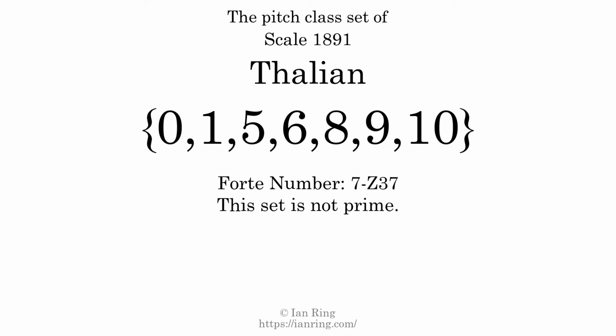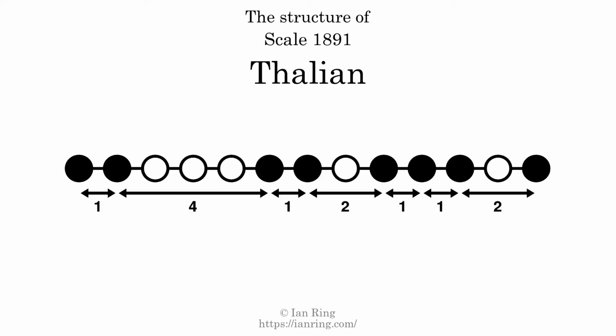The pitch class set for this scale is 0, 1, 5, 6, 8, 9, 10. The Forte class is 7Z37. This set is not prime. The structure of a scale is a description of the interval distance between each successive tone. This scale has a structure of 1412112.